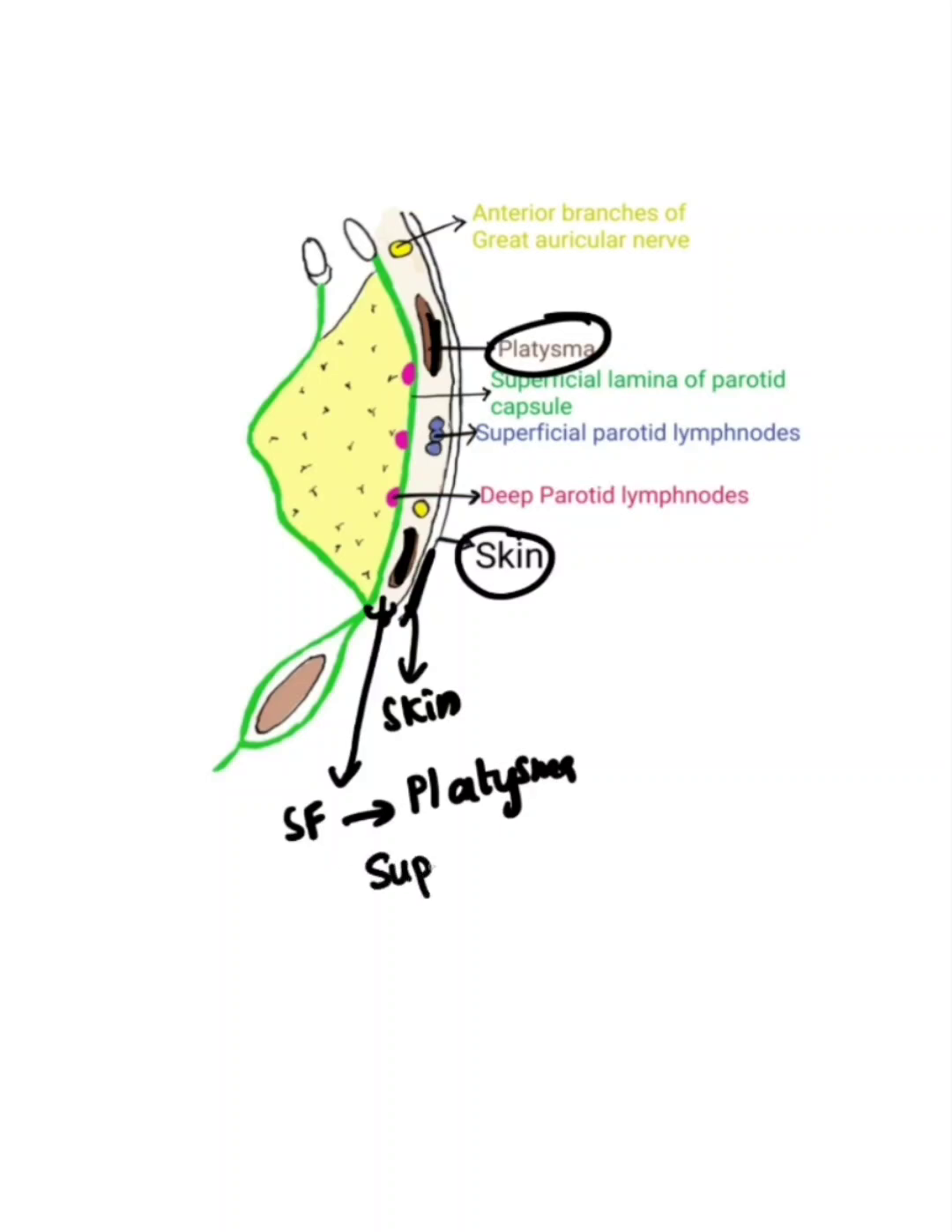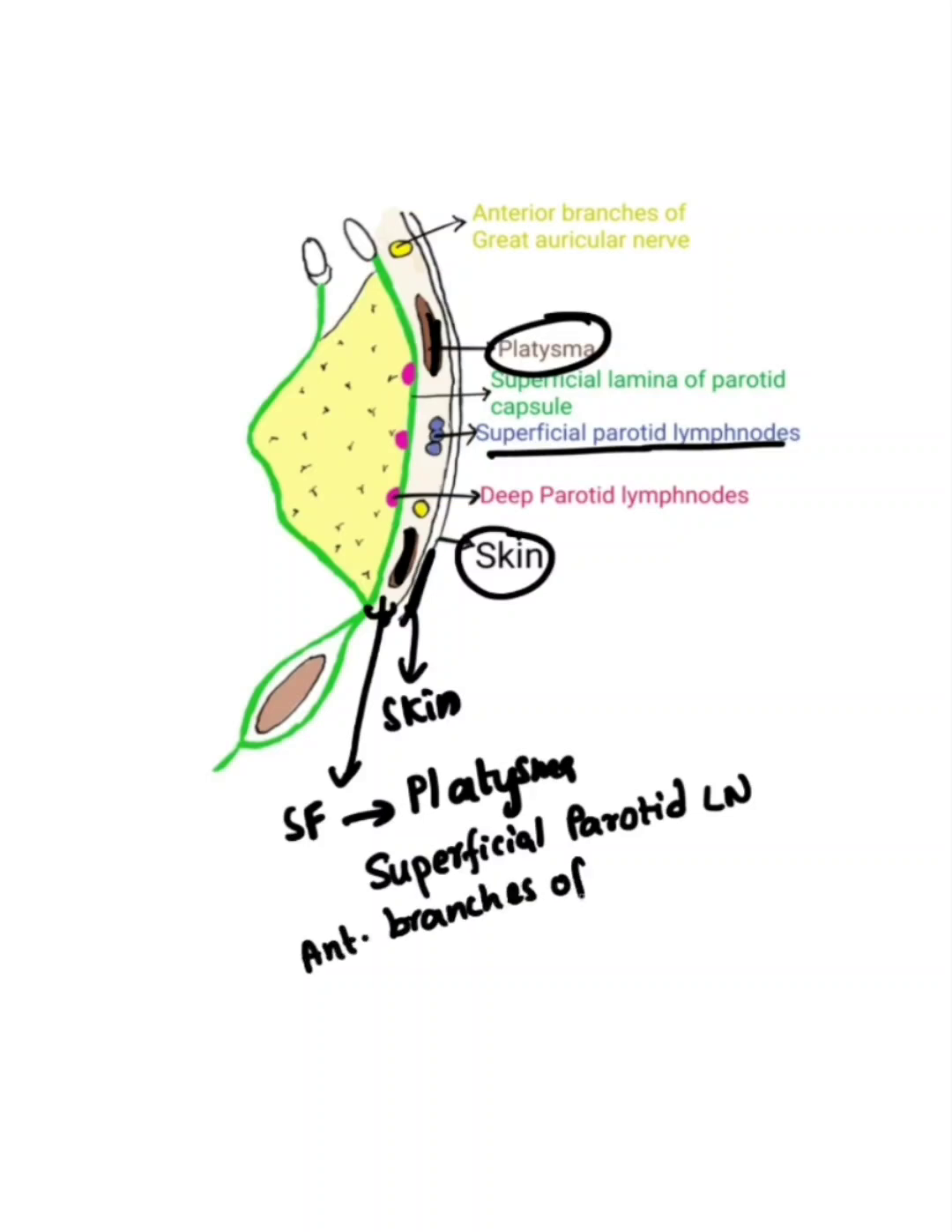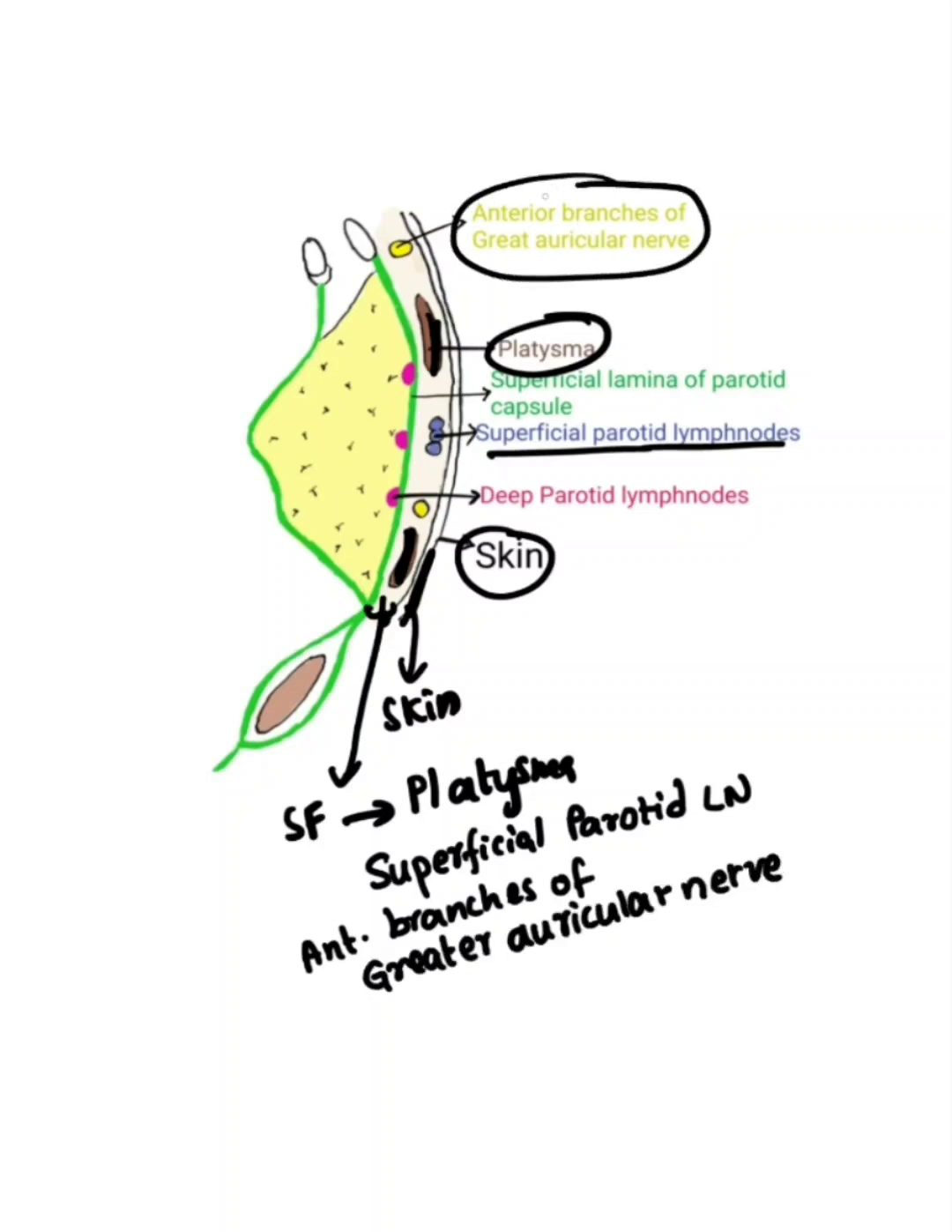superficial parotid lymph nodes, anterior branches of greater auricular nerve. The superficial parotid lymph nodes are also known as preauricular lymph nodes. The superficial parotid lymph nodes are present within the superficial fascia.